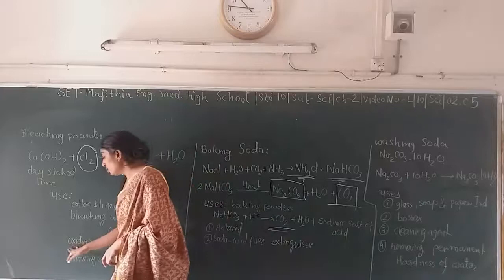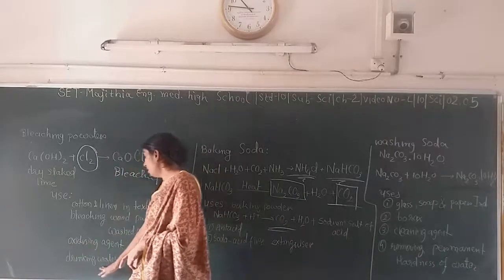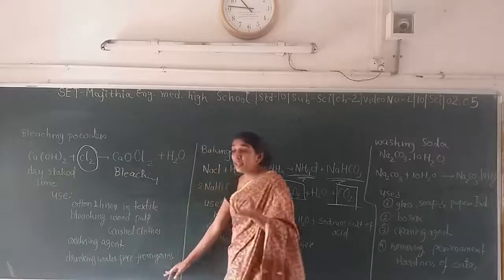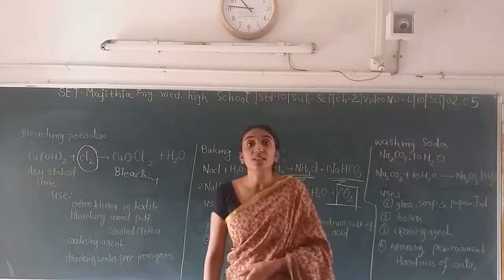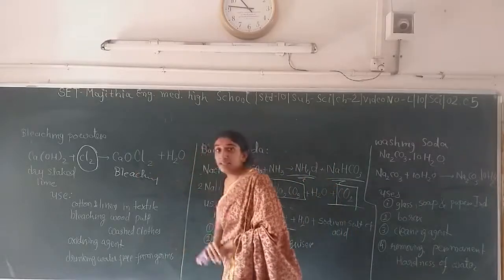It is also used as an oxidizing agent as it has oxygen in it. It makes drinking water free from germs. So these are the basic uses of bleaching powder.